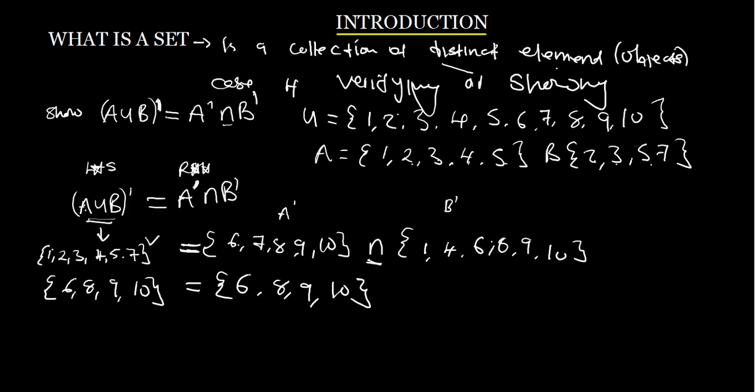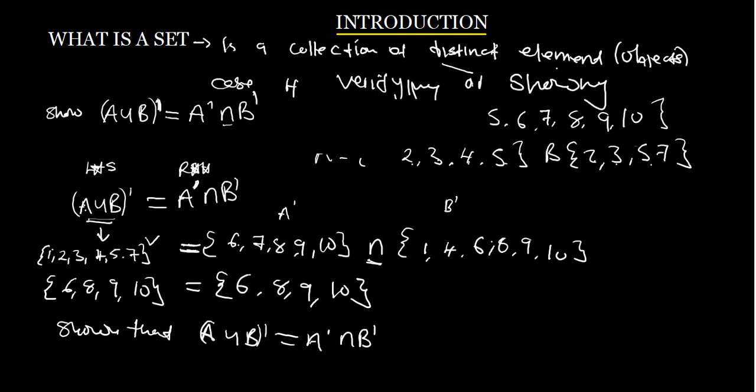So we have shown that, hence shown, A union B complement is equal to A complement intersection B complement. So we have shown that this is equal to this. So that's how you show sets. So master the words showing and also proving. For proving, it was where you say let x be something like that.